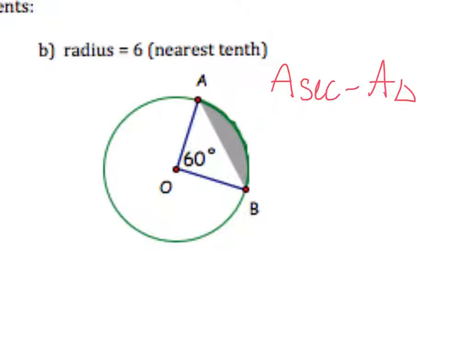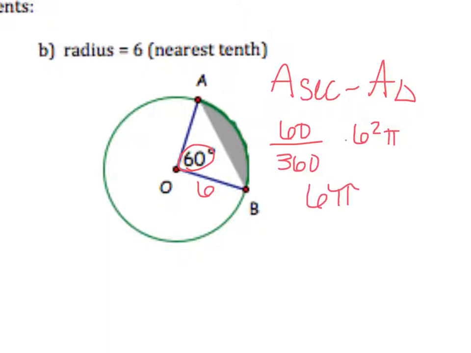So the area of a sector is the number of degrees, the part, over 360 times the area, and the radius is going to be 6. So it's going to be 6 squared pi. So 60 divided by 360 times 6 squared. I got 6 again, so that's really nice. So I got 6 pi as the area of the sector.